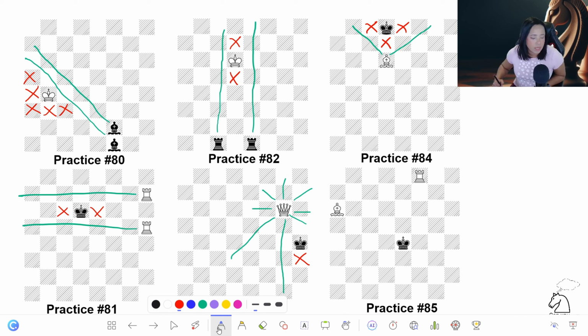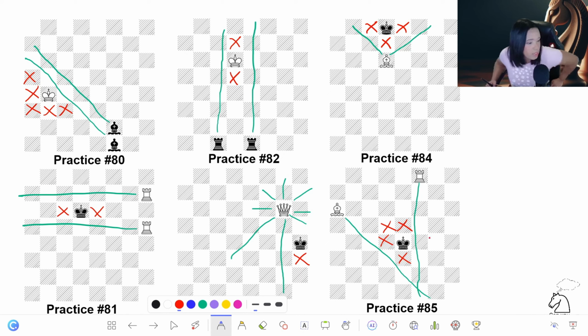Now let's check the last one for this practice, which is 85. And first we are going to check where the other pieces could move, okay? This is attacking this diagonal, the bishop, and the rook is attacking this file, okay? So that means that the king could move here, here, here, and here, okay? So that is for this practice. Let's go to the next one.